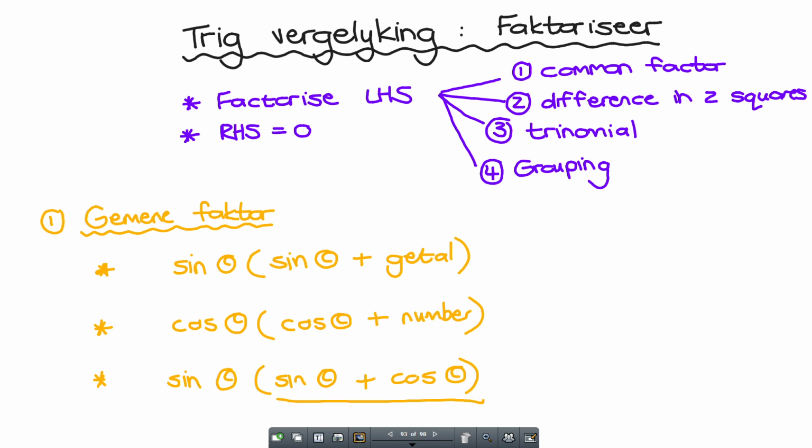Hierdie? Nee, dis net 'n voorbeeld, né? Wat sê nou maar jy het nou gehad, vir daai sou dit nou gewees het, sin kwadraat theta plus sin theta cos theta. Dan wil ek hê moet jy sien, okay, hier kan ek sin uithaal en daar kan ek sin uithaal. Dan bly hier oor sin theta en daar bly oor cos theta. Okay, so dis maar net voorbeelde van hoe dit kon lyk.